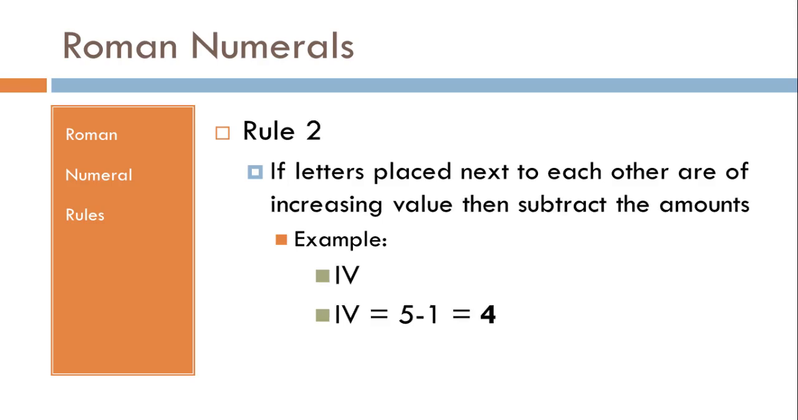On to rule number 2 of Roman numerals. If the letters placed next to each other are of increasing value, then subtract the amounts. So I have, for example, IV. I is 1, V is 5. We're increasing. We're going to subtract it. I told you earlier, 1 before 5 equals 4. So IV, 5 minus 1 equals 4. I could do the same thing with 9. 1 before X, we're increasing value from 1 to 10. We're going to subtract 10 minus 1, and that would get you 9. So you can see how we get 4 and 9 from rule number 2.